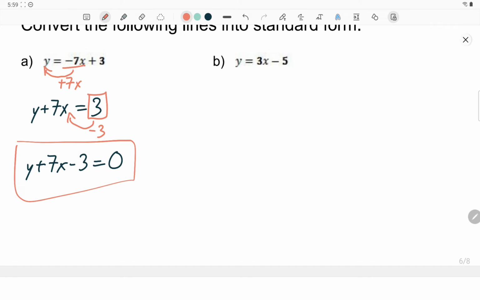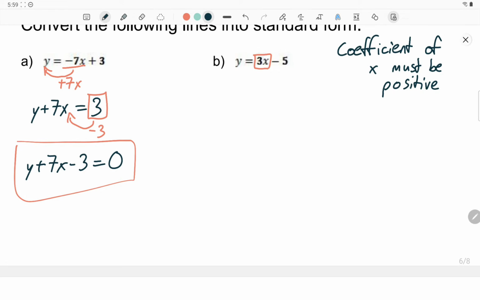Okay, let's take a look at this next one. So you might be tempted to start off the exact same way, move this 3 over and then move the 5 over afterwards. And that would make total sense to do that. But I'm going to take a look at this in a different way. And the reason being is that right now, the 3x that we have, that's a positive number. And one of our criteria is that the coefficient of x must be positive.